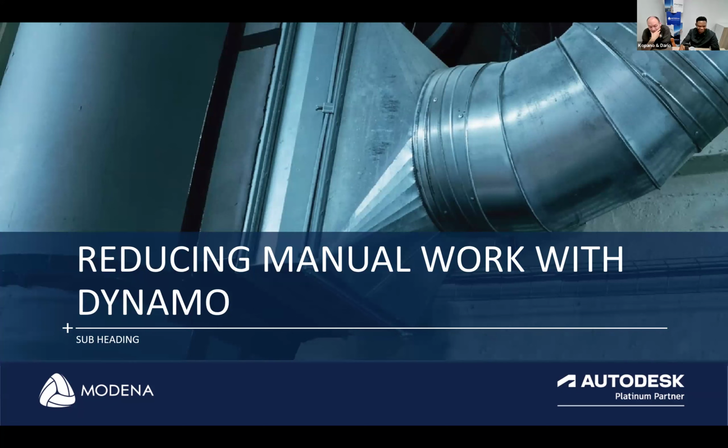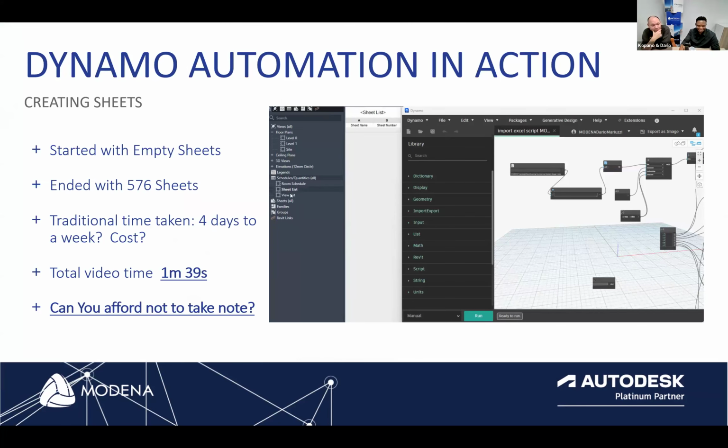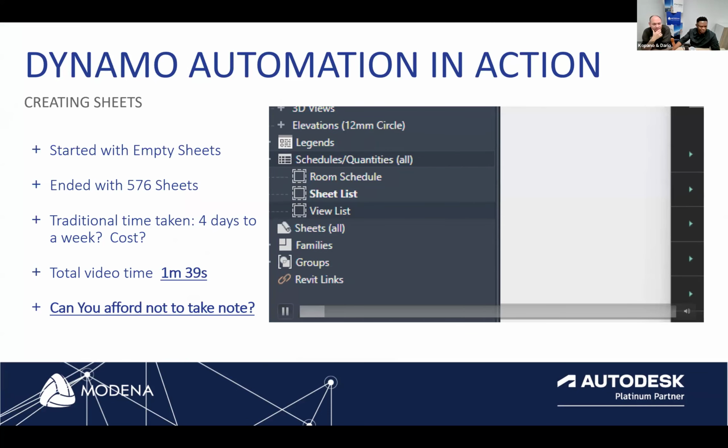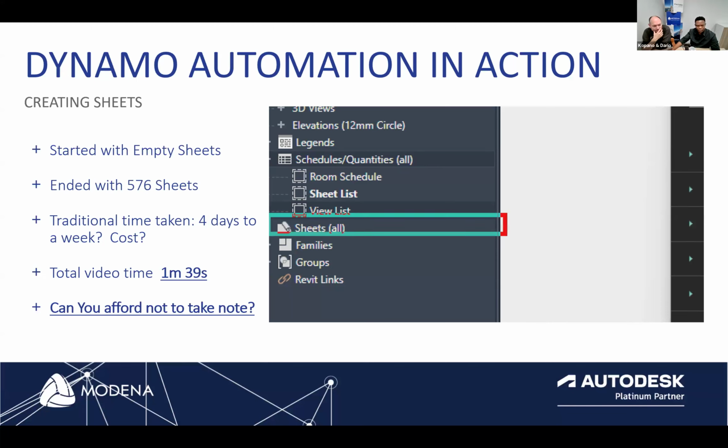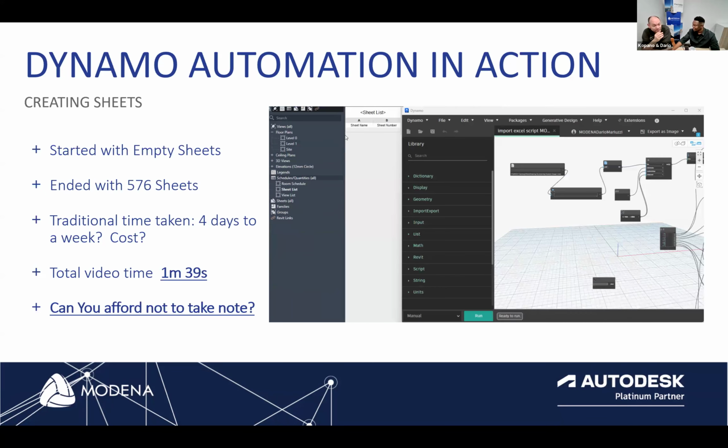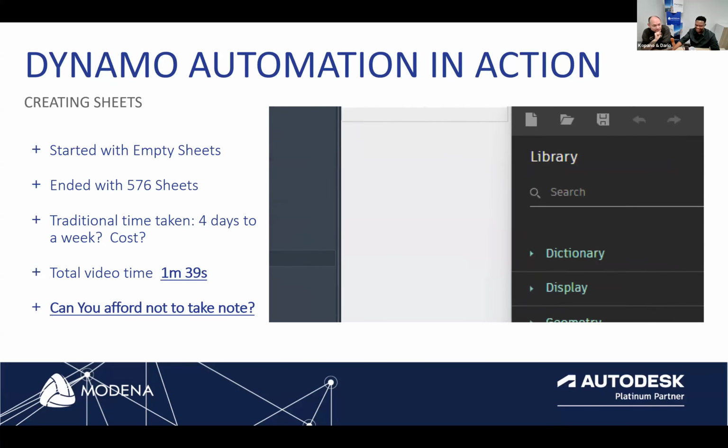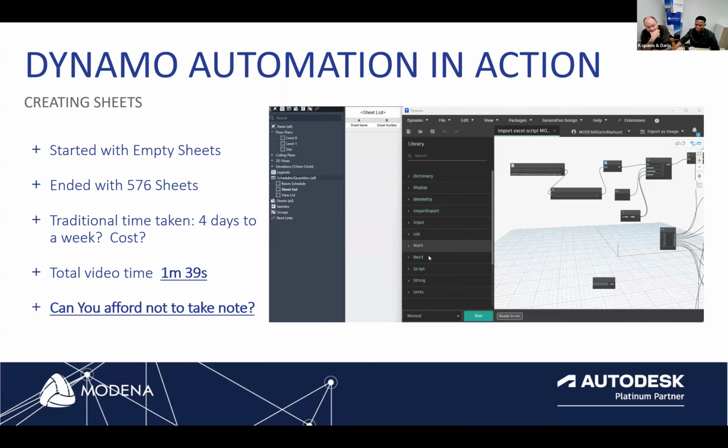Thanks. Yeah, I hope some of you at least try to explore Dynamo, but what you're seeing on screen here is just an example of automation that we basically looked at. Started a project here with empty sheets essentially. And just to show you the power of this, we started with 0 sheets. The Dynamo script is basically going to run you through, and we're going to end up with 576 sheets. Yeah, 576 sheets.